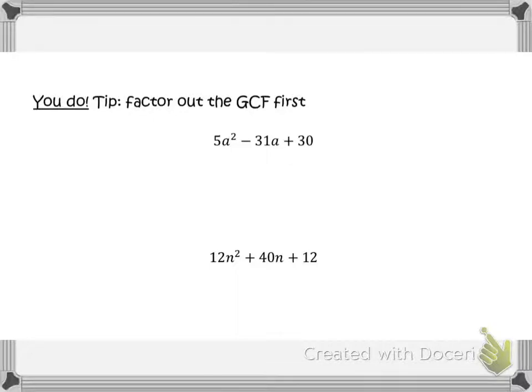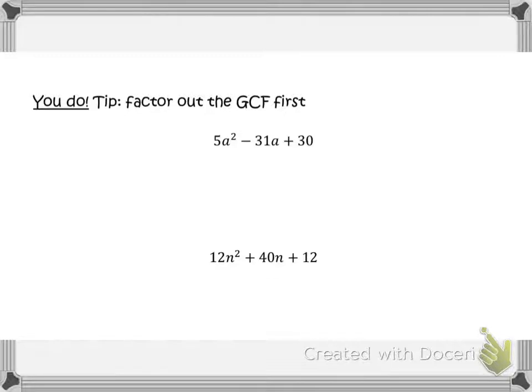Alright, here's a you do. Let's read the tip: factor out the GCF first, if there is any. Hopefully you've tried this already, and you might have messed up, and you're coming to me for mistakes, and that's okay too. Alright, so here we have 5a squared minus 31a plus 30.